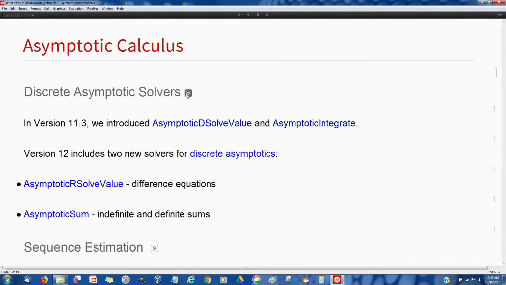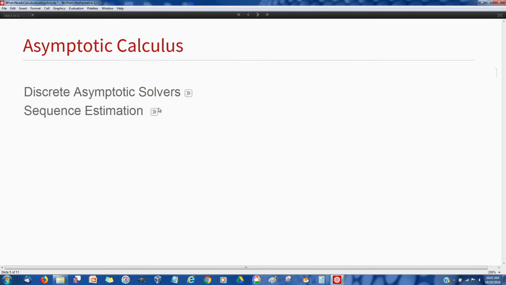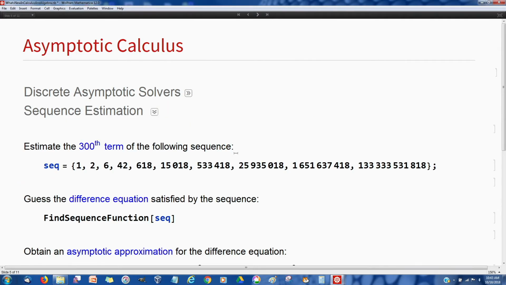So given a sum or a difference equation, we now try and get you an asymptotic, a simple formula that encodes everything you might want to know about the sequence. As an example of this, here's a case where I've given a sequence. That's a sequence over here. It's some God-given sequence for now. And someone says, find me an approximation for the 300th term of the sequence, right?